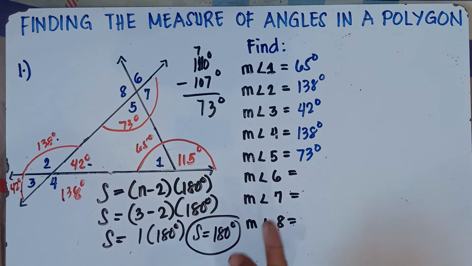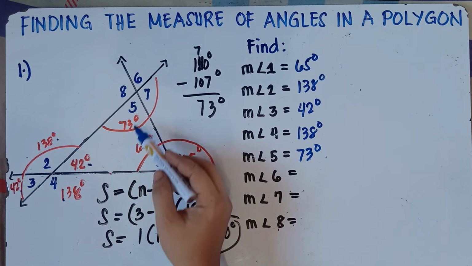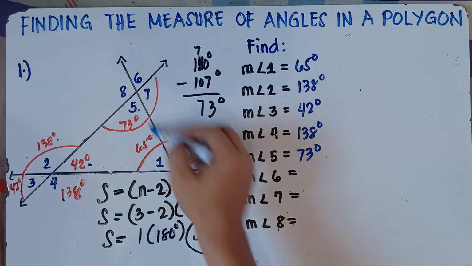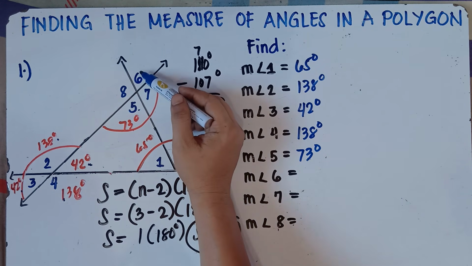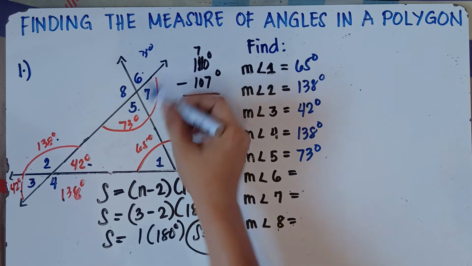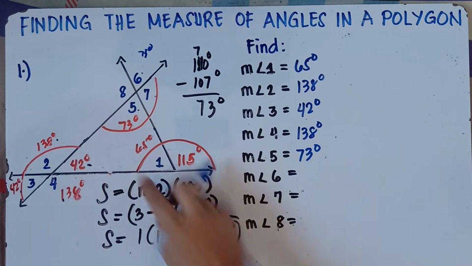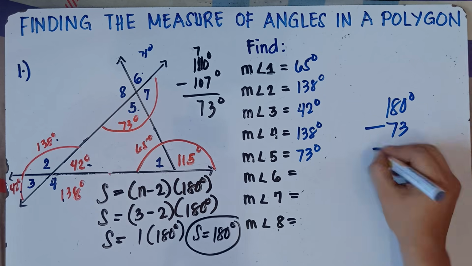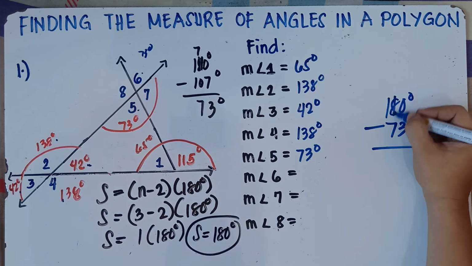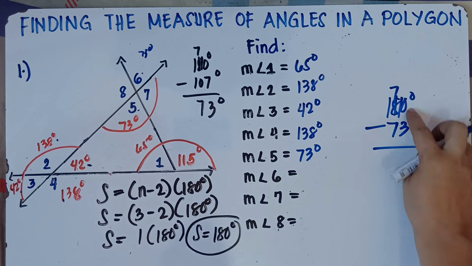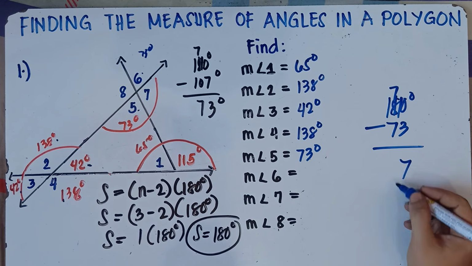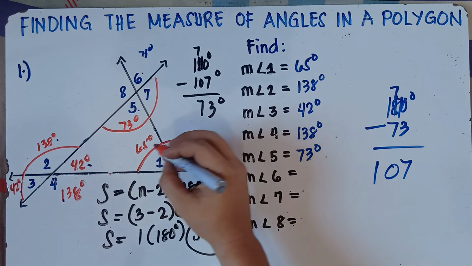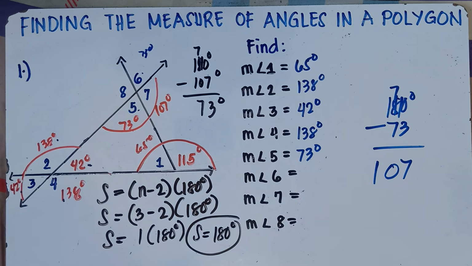Always remember, class, if you master the vertical angles, of course, you know if this is 73 degrees for angle 5, it forms letter X, therefore angle 6 should be 73 degrees. So let's check that later on, class. Straight angle, this will be 180 minus 73. So 0 minus 3, that cannot be. This becomes 7, this becomes 10. 10 minus 3 is 7. 7 minus 7 is 0. Bring down 1. So therefore, angle 7, that's 107 degrees.